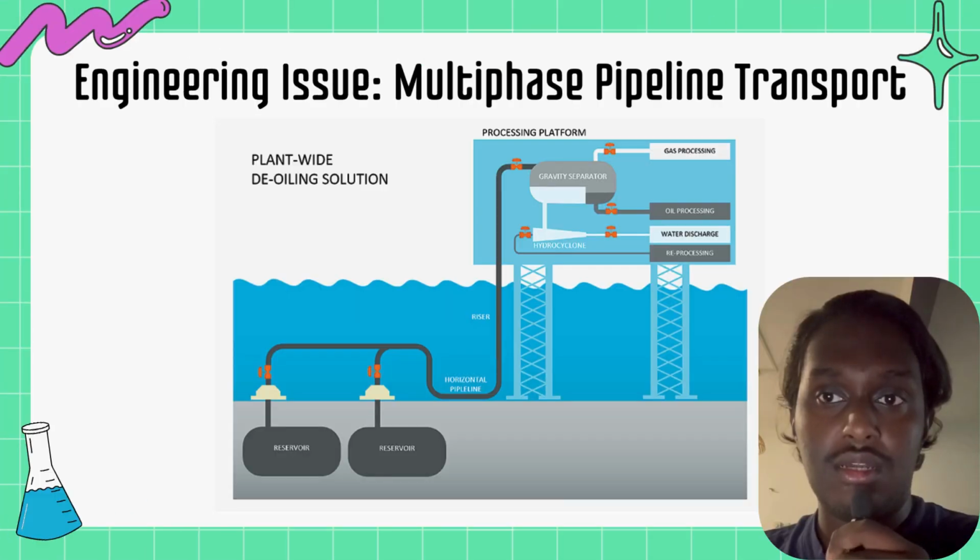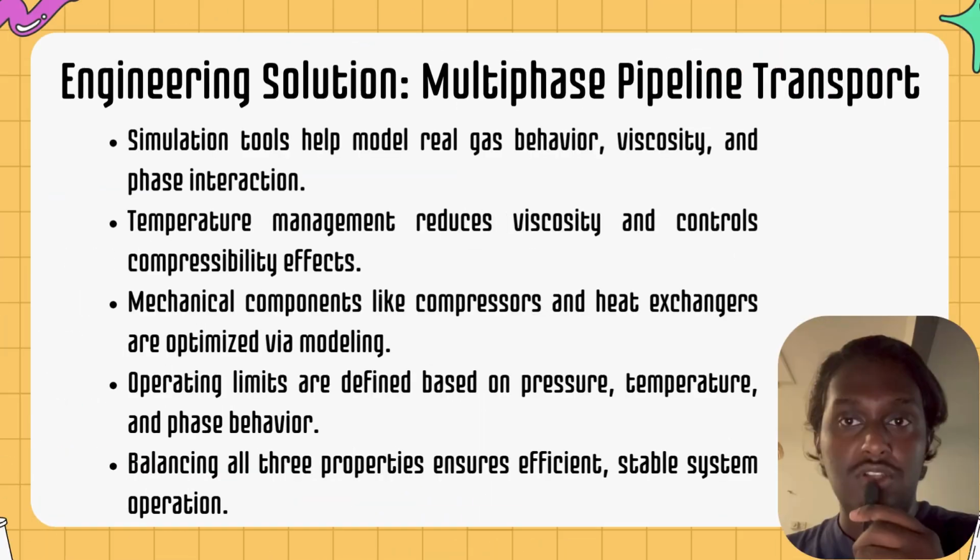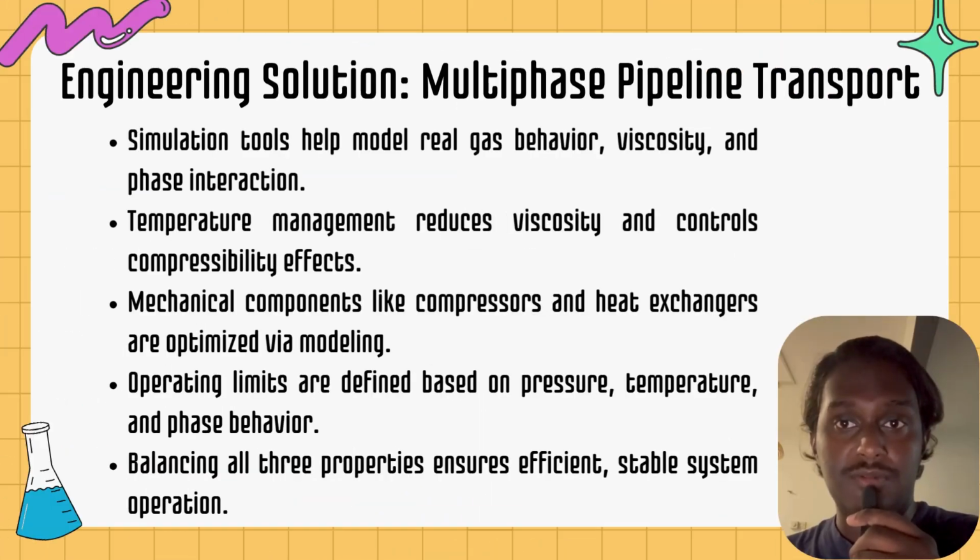Here we can see an example of multi-phase pipeline transport. The solution for this issue is to use simulation tools to help model real gas behavior, viscosity, and phase interaction. Temperature management reduces viscosity and controls compressibility effects. Mechanical components like compressors and heat exchangers are optimized via modeling, and operating limits are defined based on pressure, temperature, and phase behavior. Balancing all three properties ensures efficient, stable system operation.